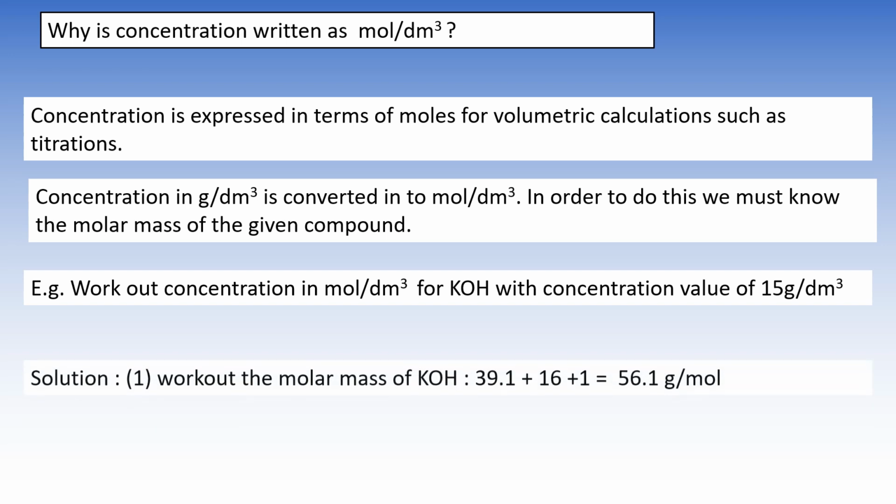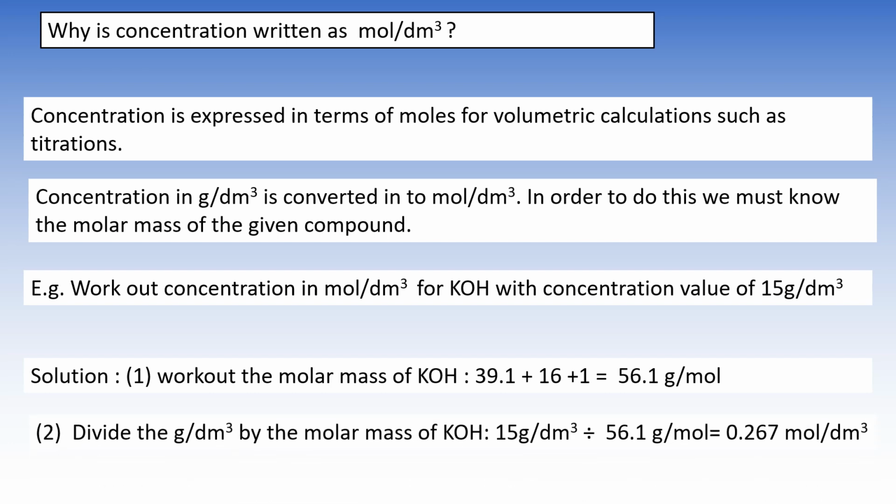Step 1. We must work out the molar mass of potassium hydroxide by adding the relative atomic masses, which works out to be 56.1 grams per mole. Step 2. We divide the grams per decimeter cube by the molar mass of potassium hydroxide, which works out to be 15 grams per decimeter cube divided by 56.1, giving us 0.267 moles per decimeter cube.